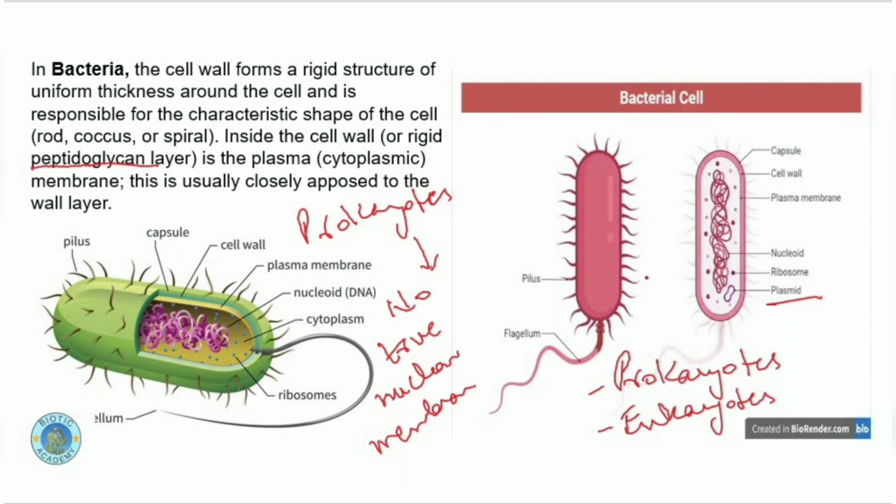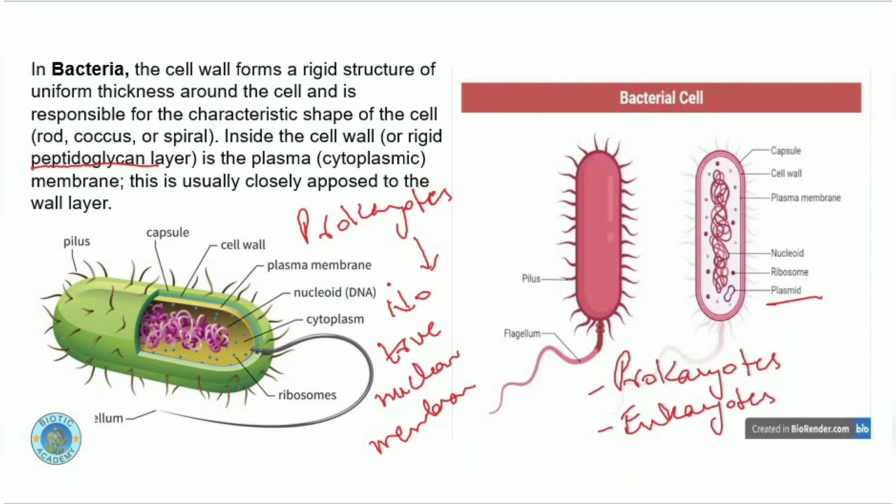Bacterial cell also contains a cell wall like the plant cell, but the composition of their cell wall is different. In bacterial cell, the cell wall is made up of peptidoglycan, that is a combination of protein and carbohydrate. But in case of plant cell, we have seen that the cell wall is composed of cellulose. Bacterial cell contains ribosome and cytoplasm, and it doesn't contain any mitochondria, Golgi apparatus, or endoplasmic reticulum. These double membrane structural organelles are not present in bacterial cell. They have a very simple cell structure. They don't contain these things.